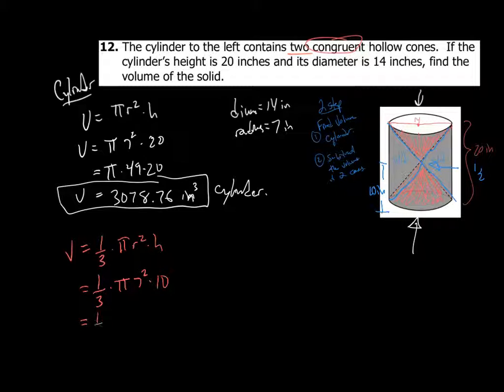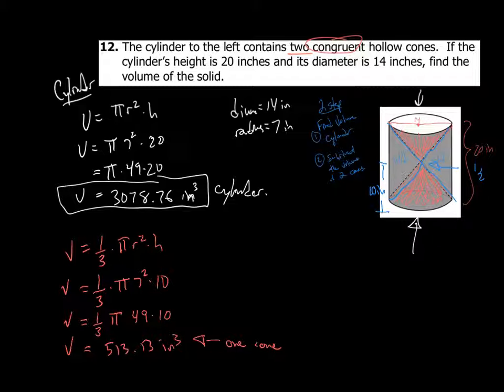And again, take care to just multiply the 7 times itself. Don't square both 7 and 10. Don't square 70. We're just squaring the 7. And the volume of one cone is worth 513.13 cubic inches. This is one cone.